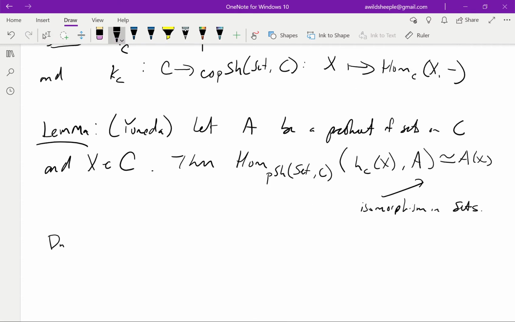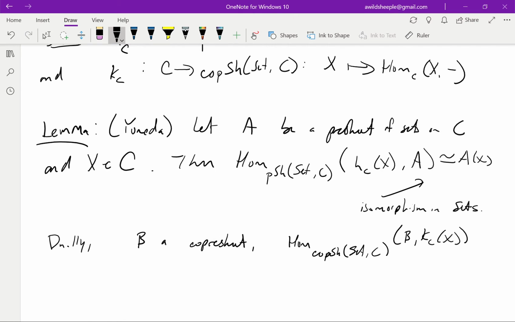And let's get the dual statement right. If we have B a co-presheaf, then the isomorphism is Hom in co-presheaves, Set^C, from B to K_C X, is isomorphic to B of X.